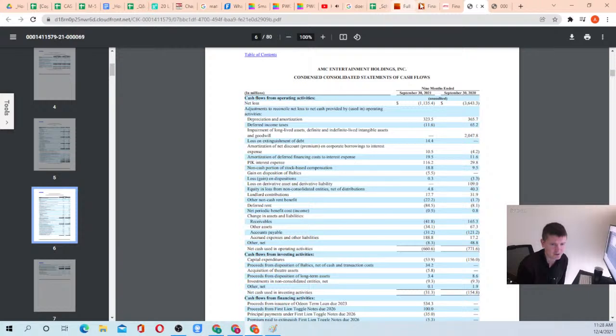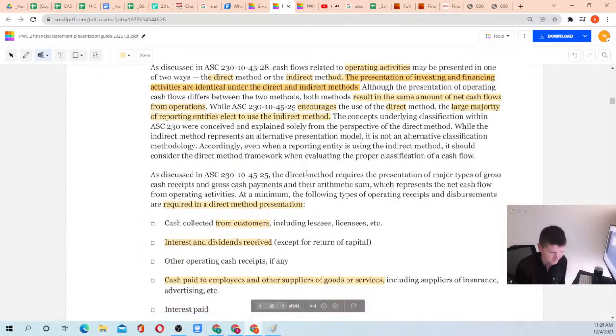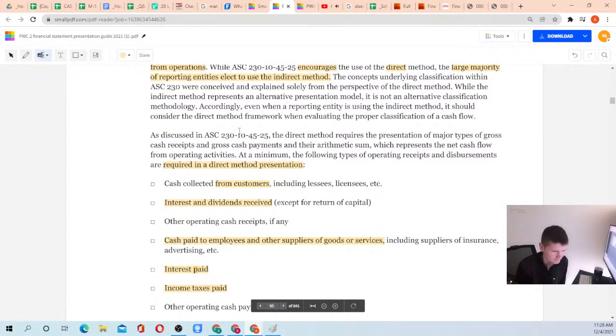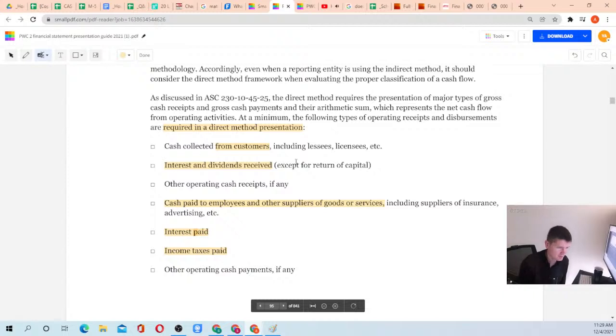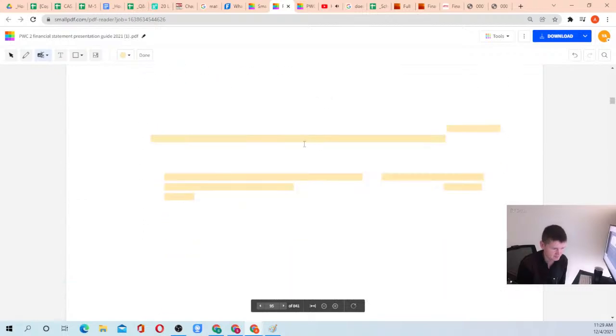And that's why, even if you decide to do a direct method cash flow, you will have to do an indirect method cash flow too, because that is a standard requirement. So these are the captions which are required in the direct method.